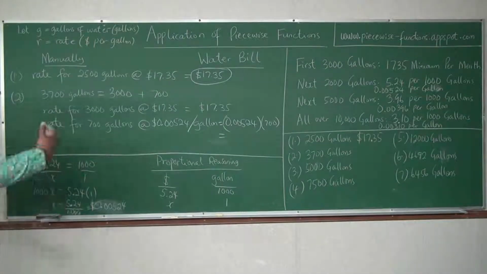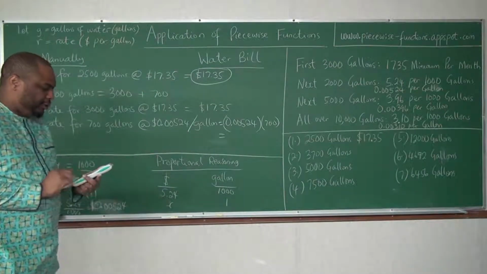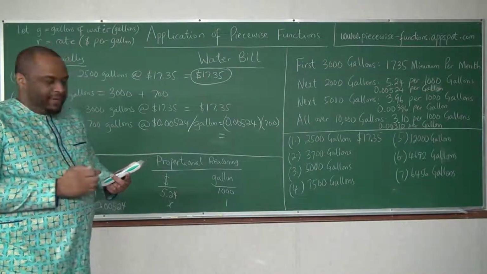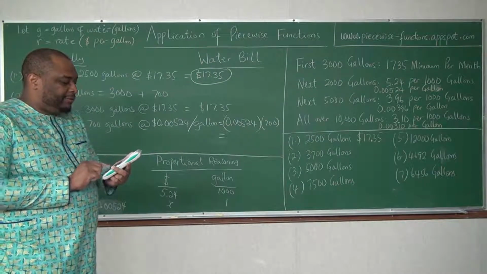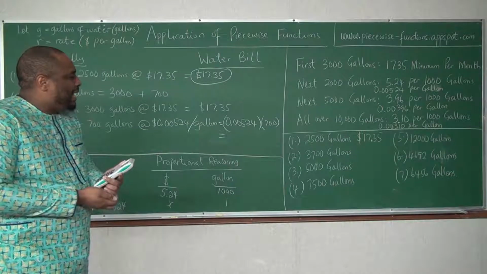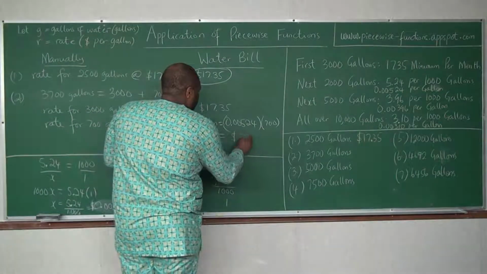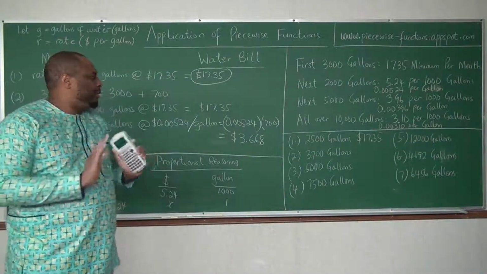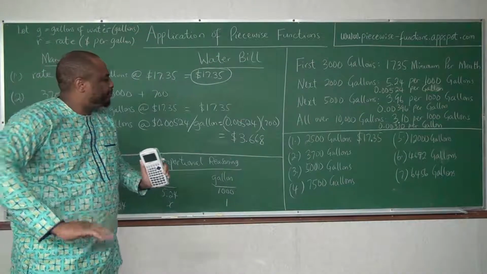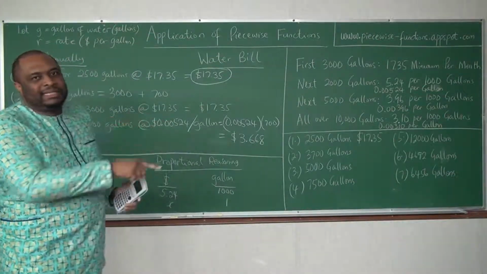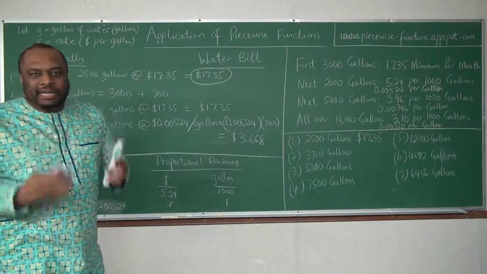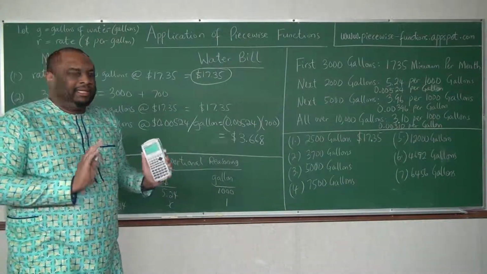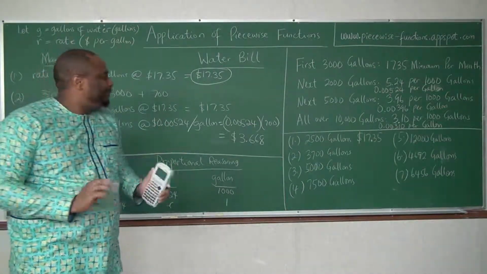So to be a little bit fast, let's just use calculator. I mean, I can solve it without calculator, but let's use calculator to be fast. So 0.00524 times 700. And that gives us $3.668. Please do not round until the final answer. So don't come and write $3.67. No. Whenever you're dealing with money, do not round until the final answer. Just write it that way.